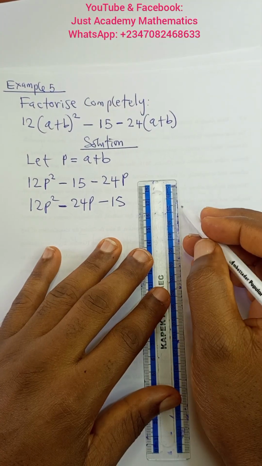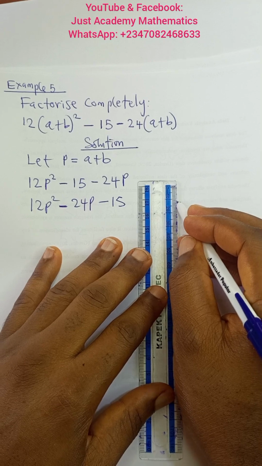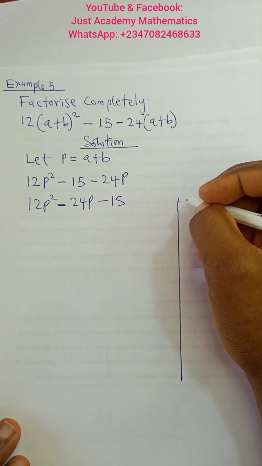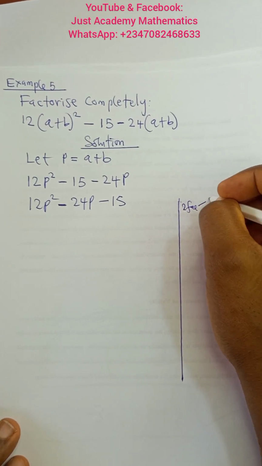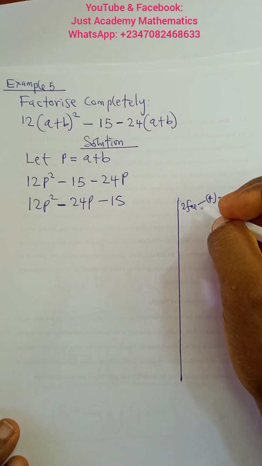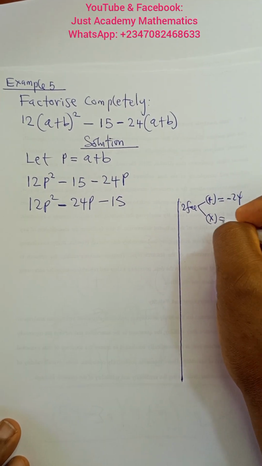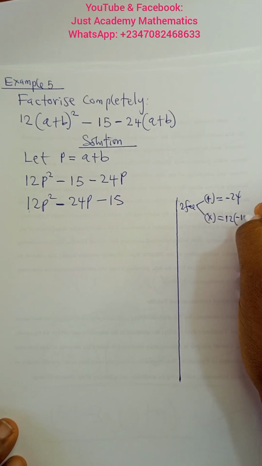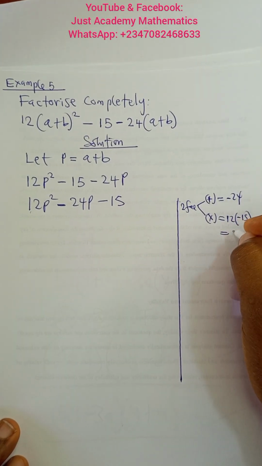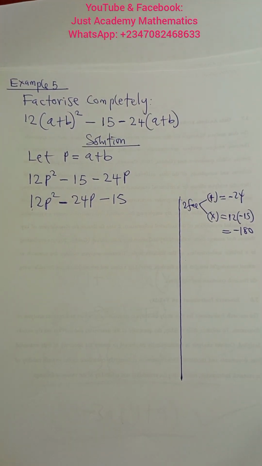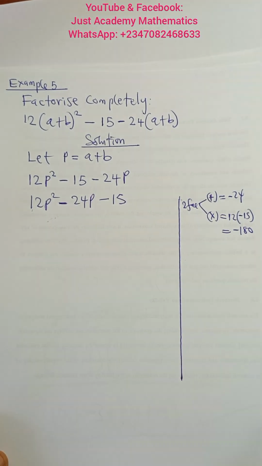Let me exhibit it here. So we look for two numbers. Those two numbers, we add them together to give us minus 24. And the same two numbers, if we times them, will give us 12 times minus 15, which is minus 180. So how do you know the two numbers? I've taught you that. I'm not supposed to be doing this. We have done this in our last class.